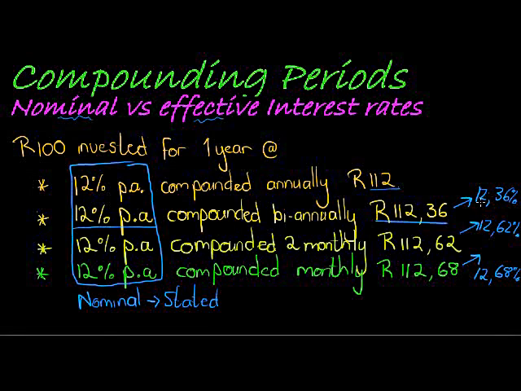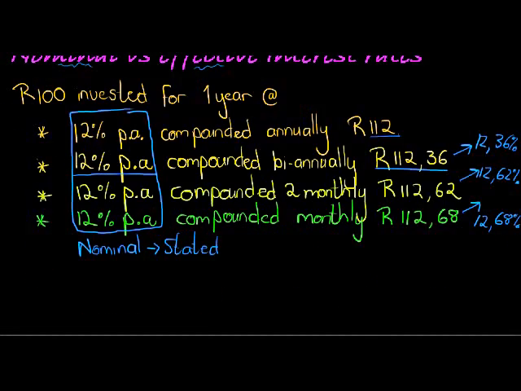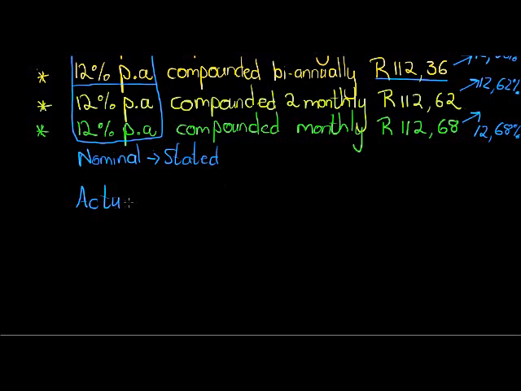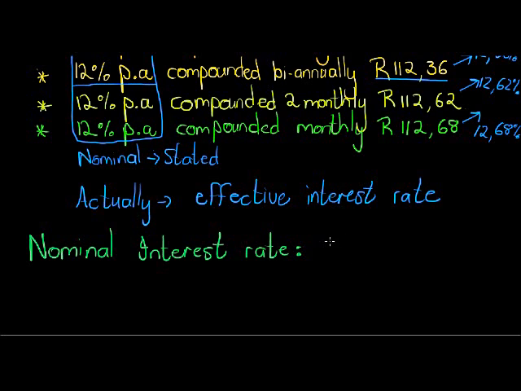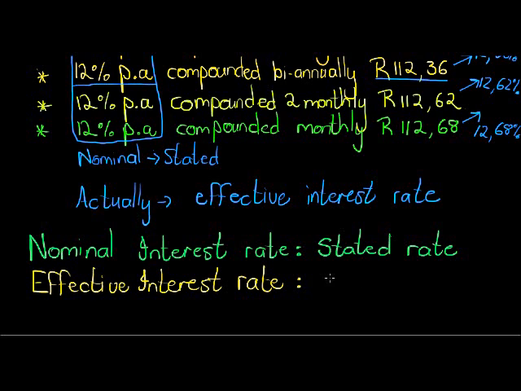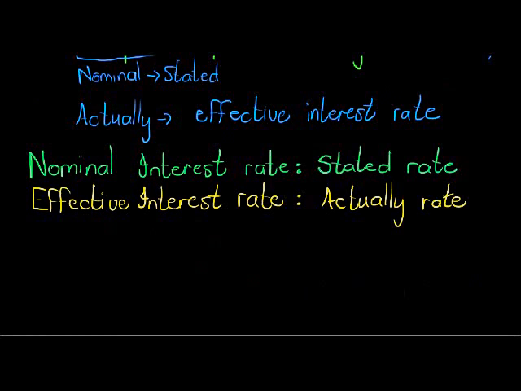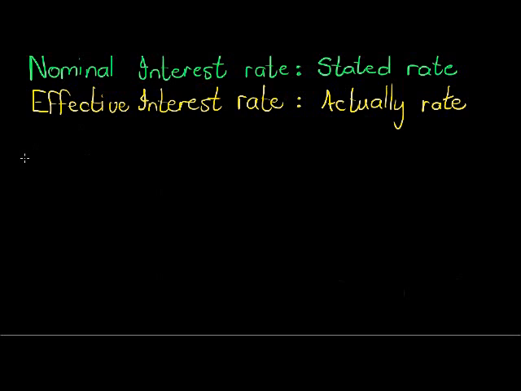Now, this rate that I'm actually earning, the actual rate, is called the effective interest rate. Okay, so just to recap, the nominal interest rate is the stated rate. So that's the rate I'll read in my question. The effective interest rate is the actual rate, what I actually earn in a year. Now, very often they are going to ask you to calculate the effective interest rate. And this example that we've just done gave us a means to do so.